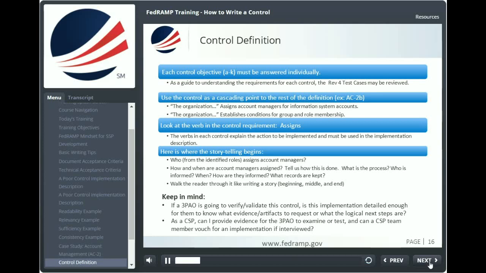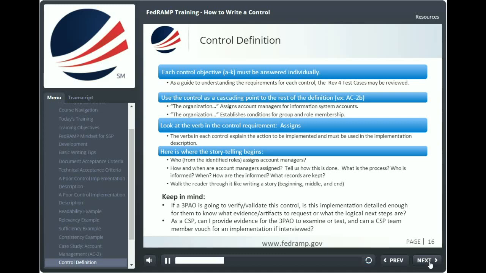So, as a guide to understanding the requirements for each control, NIST SP 800-53 Rev 4 test cases may be reviewed. You may want to take a look at those. The test case workbook provides a standard risk and controls template for assessing baseline controls, and it also helps to drive consistency in the annual assessment testing performed by your 3PAO, whoever that may be.